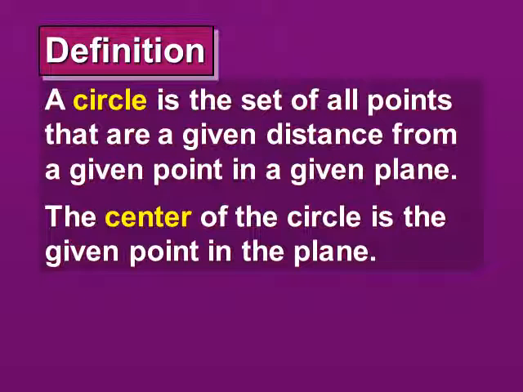First off, hopefully you thought of right away a circle, but the official definition of a circle is the set of all points that are a given distance from the given point on a given plane. So I want you to think for a second what that given distance is called, because I know you know this vocabulary word already from previous math classes. The center of a circle is the given point in the plane. So if I start from the center and I go a given distance in every direction, I will have a circle.